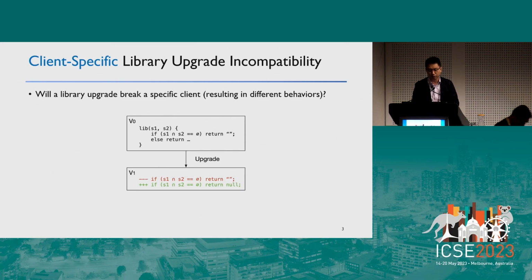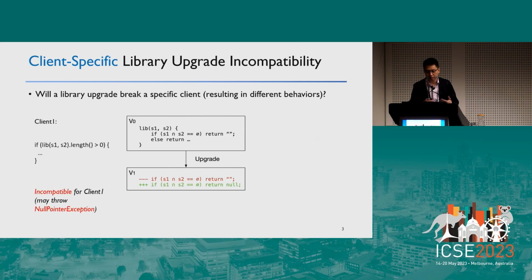To make it even worse, these compatibility issues are often client-specific, meaning that the same upgrade of the library may be fine for some clients, but it may cause issues for others. So here is an example. The library code here takes two input strings, S1, S2. It will return an empty string if they don't share any common substring. Very simple. And the upgraded version will return a null pointer instead.